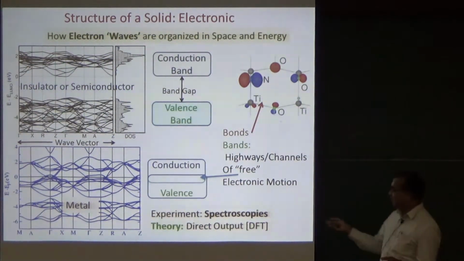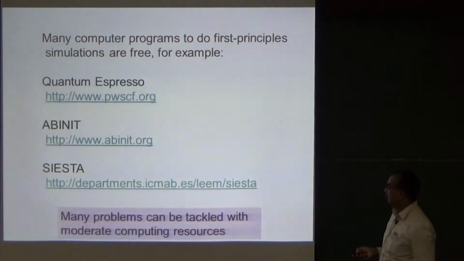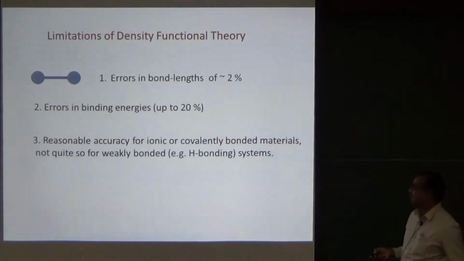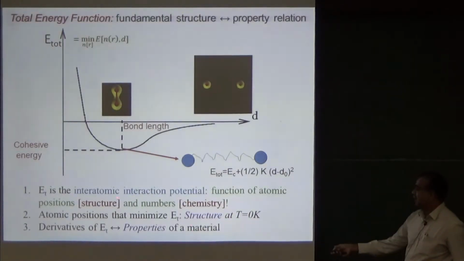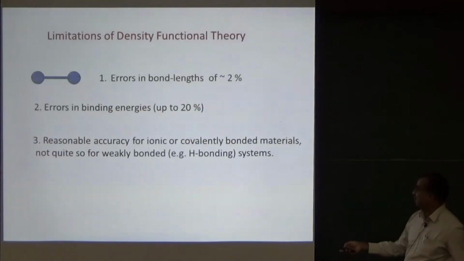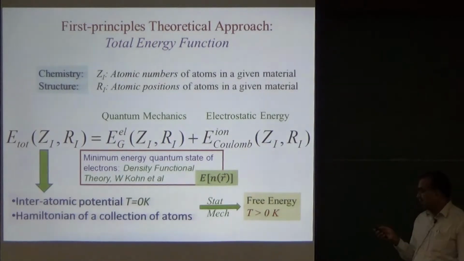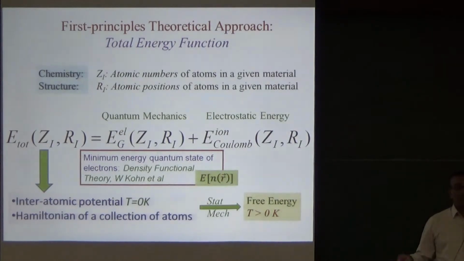At the moment, this is a zero temperature theory, and as I explained on the earlier slide, to get finite temperature properties, you would have to use statistical mechanics. This is the Hamiltonian of a collection of atoms. You can use it in Monte Carlo simulations or molecular dynamics to get finite temperature properties. But the same functional results.